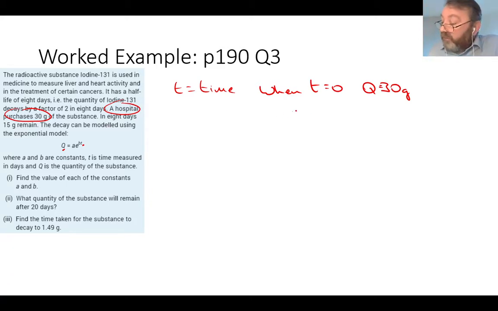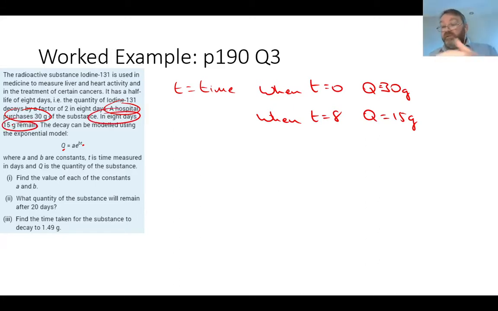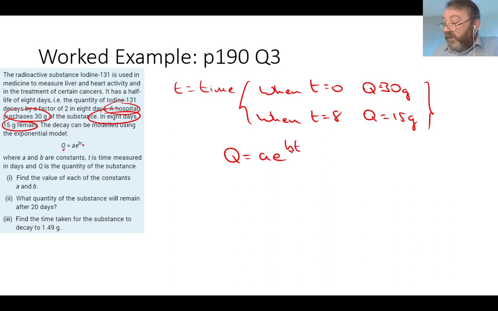In 8 days, so when T equals 8, what does that mean? Q drops down to 15 grams. So there it is. In 8 days, 15 grams remain. So from that paragraph, you've got 2 equations. T is equal to 0, Q is equal to 30. When T is equal to 8, Q is equal to 15. Now, they have to be used together with Q equals A e to the bt in order to reveal the values of A and B.